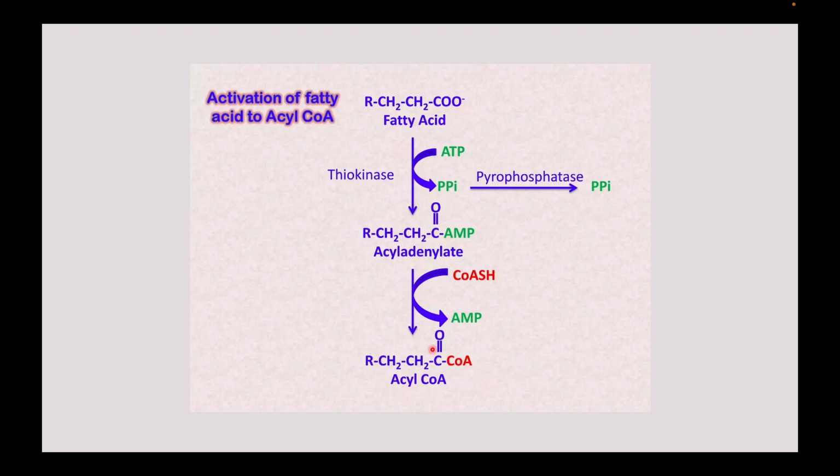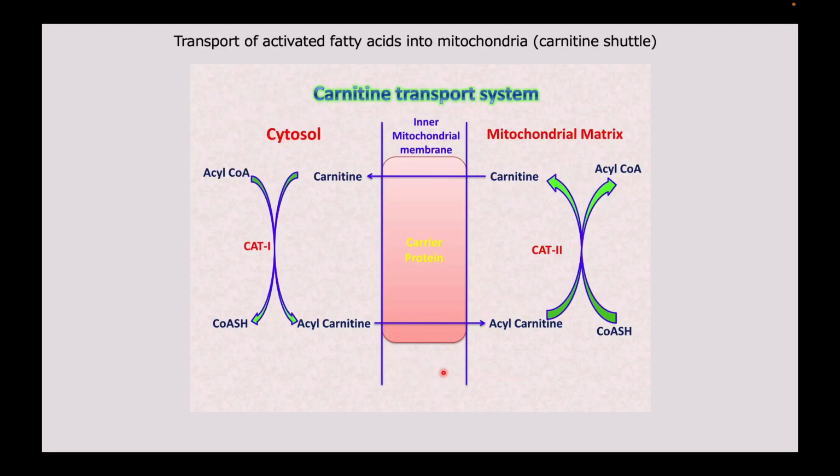This step occurs in the cytosol, and now we need to transport this to the mitochondria. But then there is a problem. The acyl coenzyme A cannot be transported directly by the shuttle that is present. So we need to convert it to acyl carnitine by the enzyme carnitine acyltransferase.